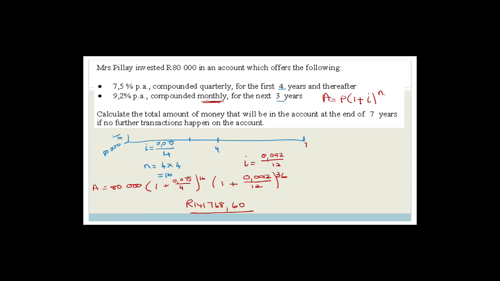And that there is the total amount of money that Mrs. Fillet will have got out after 7 years if no further transactions happen. In other words, she hasn't added any money in and she hasn't taken any money out.